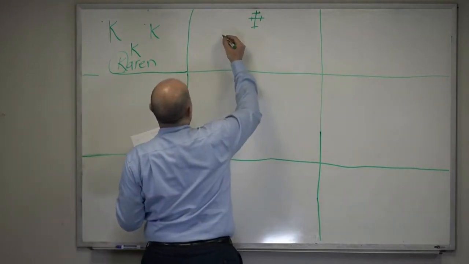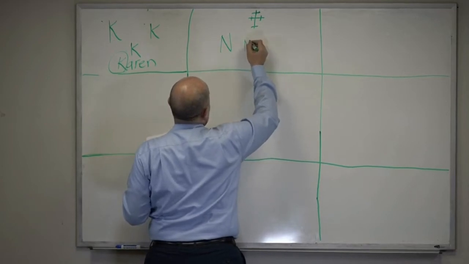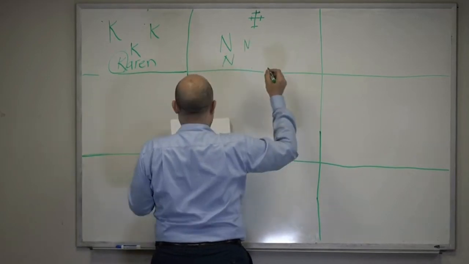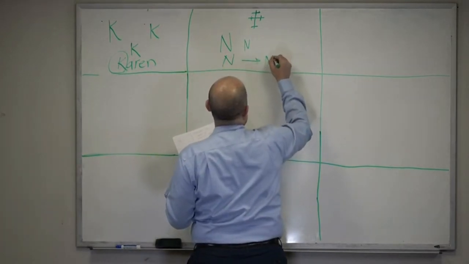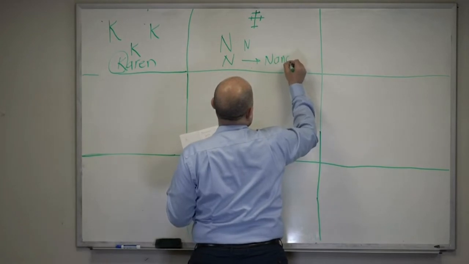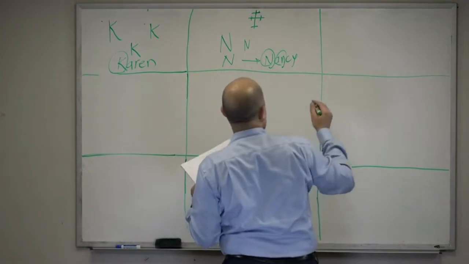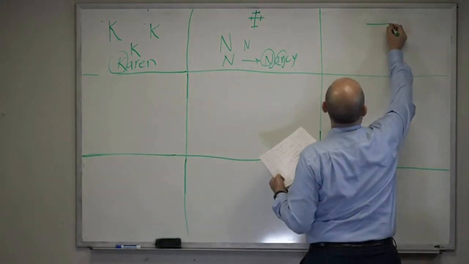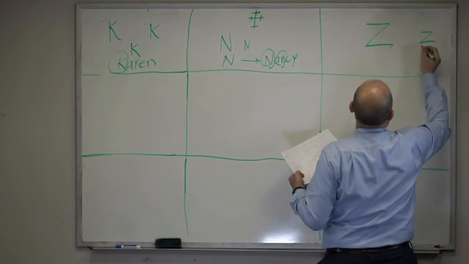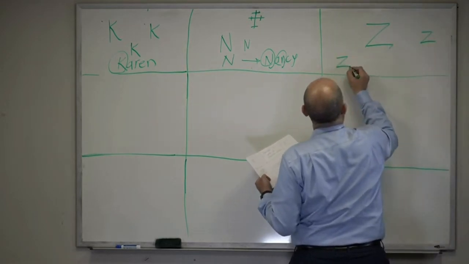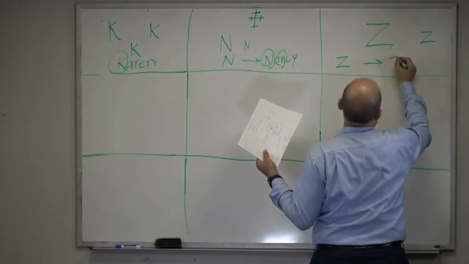Next is the N. Let's say we go with Nancy. I guess any of them. Then the next one is going to be the Z. And it's going to be Z in English, like zebra.